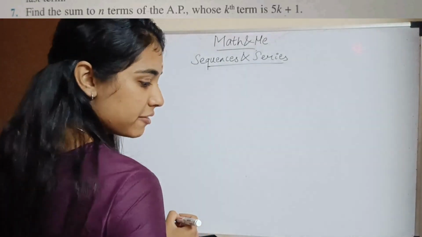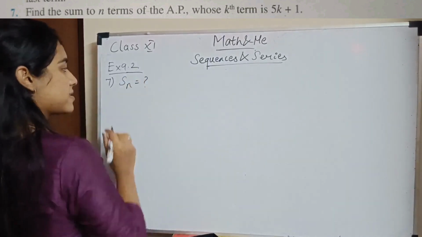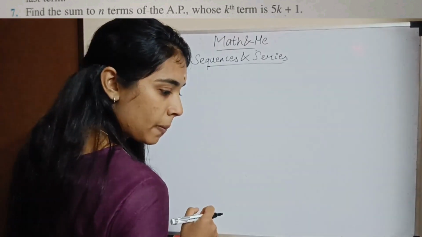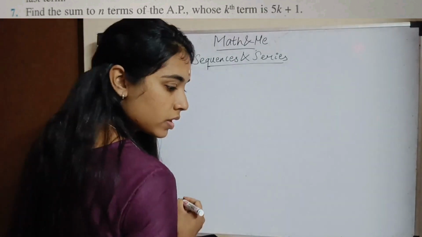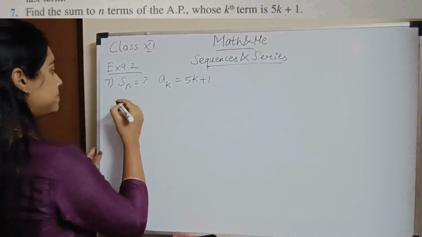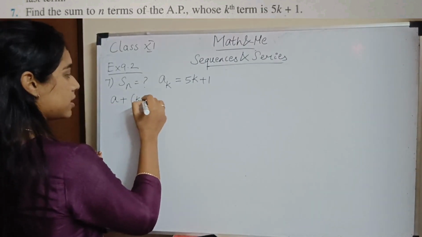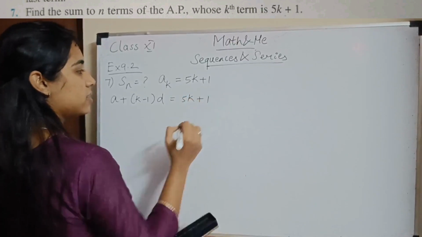Question number 7. Find the sum to n terms of the AP whose kth term is 5k plus 1. What is your kth term? a plus k minus 1 times d equals 5k plus 1.